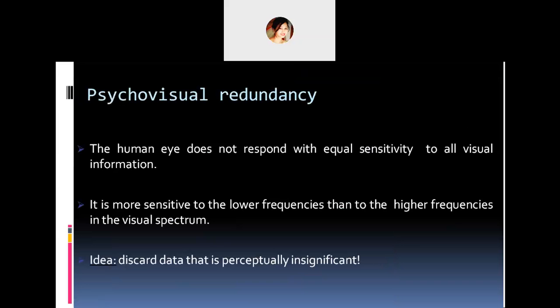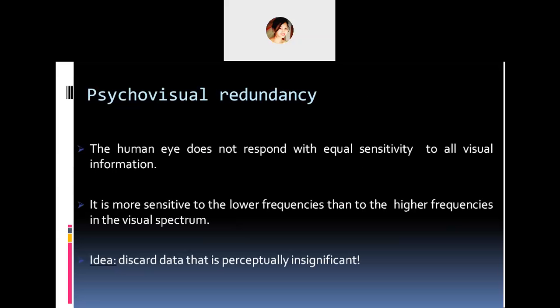Then the third type is psychovisual redundancy. Psychovisual redundancy is related to psychology, that is, the human eye: psycho and visual. The human eye does not respond with equal sensitivity to all the visual information.